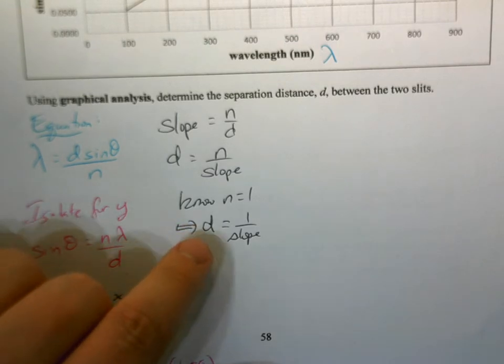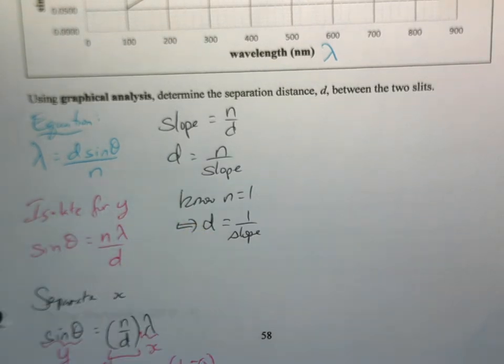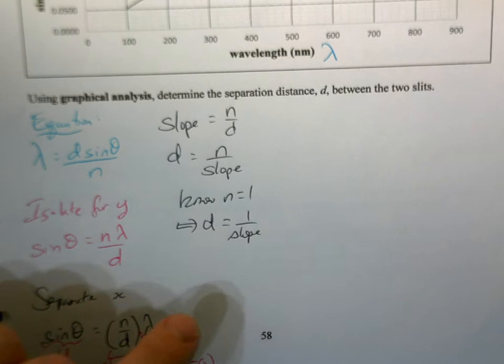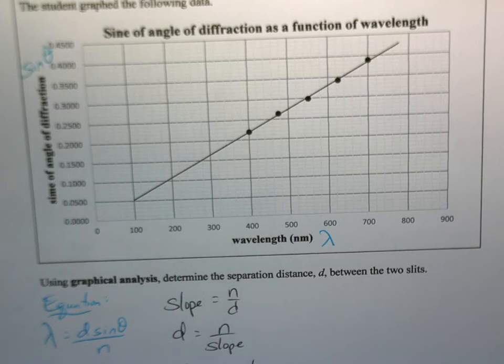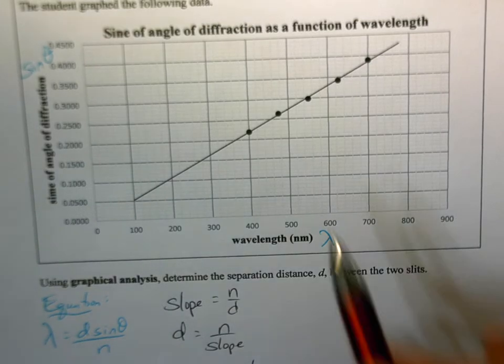So to find the distance between the slits using graphical analysis, I need to take the slope of the graph and I need to invert that. Well, let's go up to our graph here. Now, if I look at my graph, I have these 5 points.